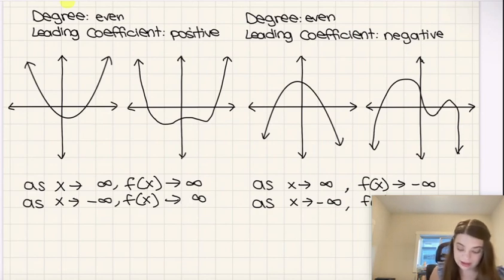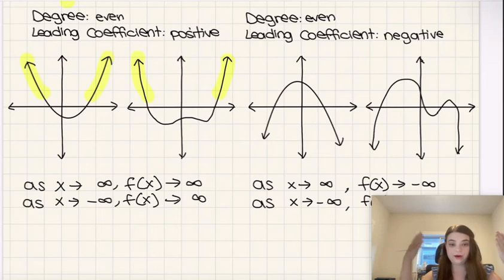Because here, either way, whether we're going far, far left or far, far right, we're going up in both directions, right? This parabola opens up no matter what, right? And same with this function here. As we go further and further left or further and further right, we also go further and further up, right? So we can compare any even degreed polynomial function that has a positive leading coefficient to a quadratic that has a positive leading coefficient, because they all have the same end behavior.